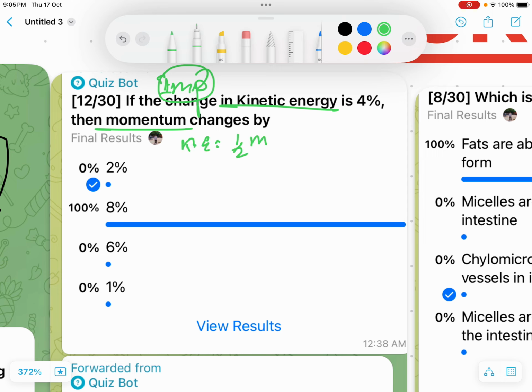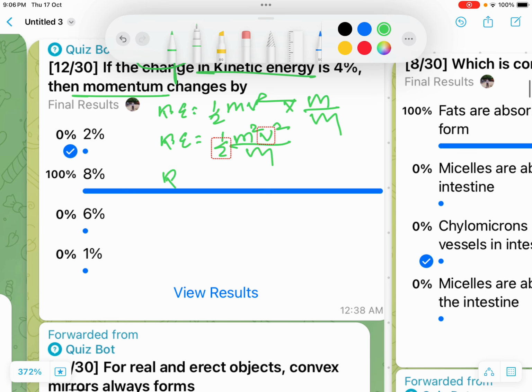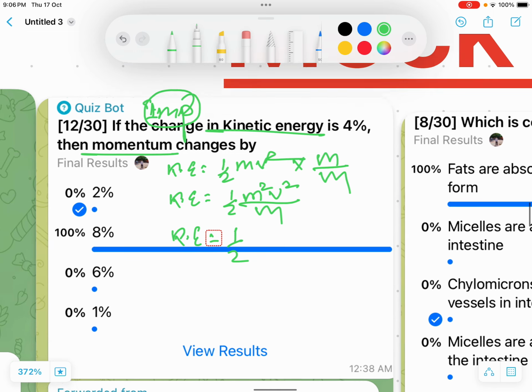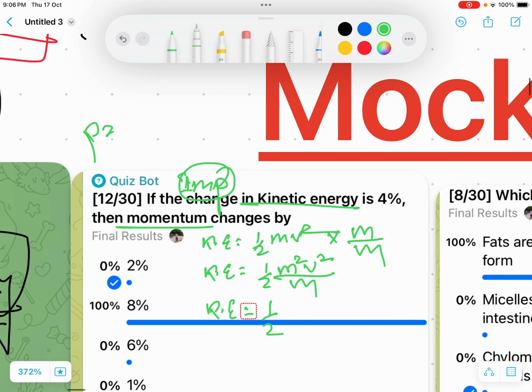We know kinetic energy is equal to half mv square. Everybody knows the formula of kinetic energy. Let's multiply and divide by m in the numerator as well as the denominator. What do we get? Kinetic energy equals half times m square v square upon m. Are you getting it? Now kinetic energy equals half. Do you know the formula of momentum?